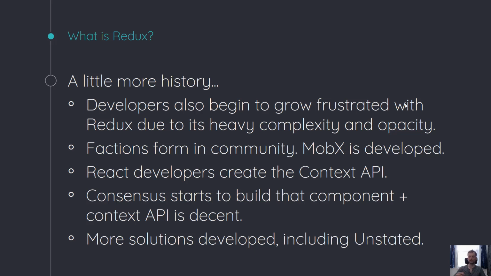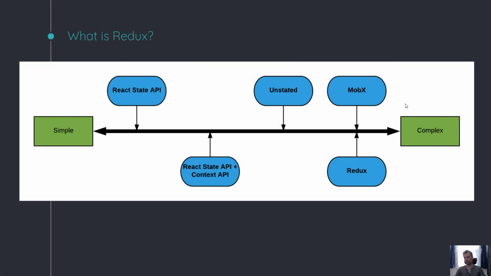Also, more solutions even after that came out continued to be developed, one of which is Unstated, and many, many, many more that I probably won't have time to address even in this entire series. But anyway, so my opinion and my mentor's opinion, this is how 5 of the biggest state management solutions for React play out, right?